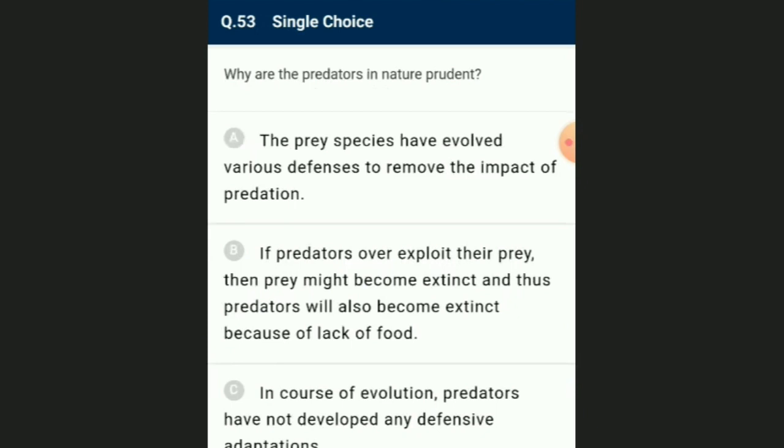Question number 53. Why are the predators in nature prudent? If predators overexploit their prey, then prey might become extinct, and thus predators will also become extinct because of the absence of food. So in predation, only one species, that is called the predator, benefits, and the interaction is detrimental to the other species, that is the prey. So with positive and negative type of population interaction, predators in nature are prudent. So the answer for this question is option B.